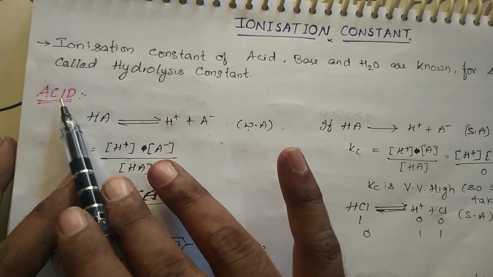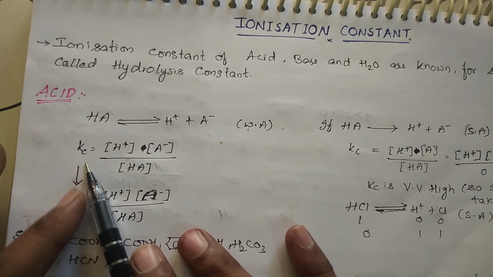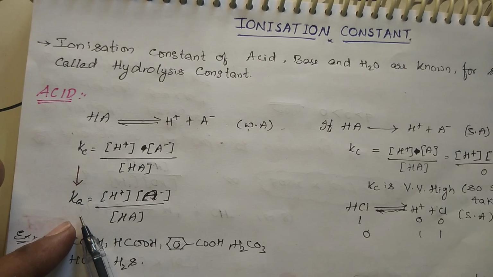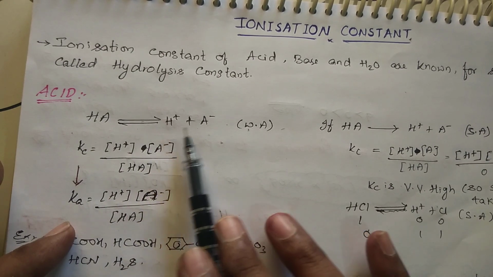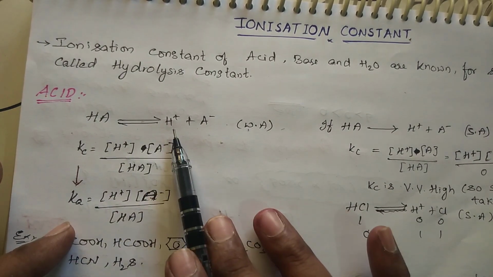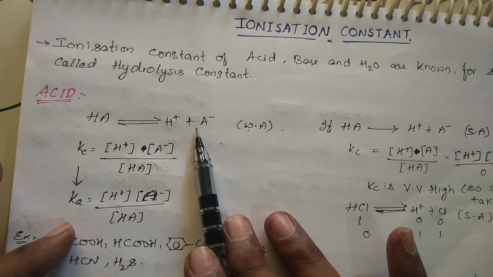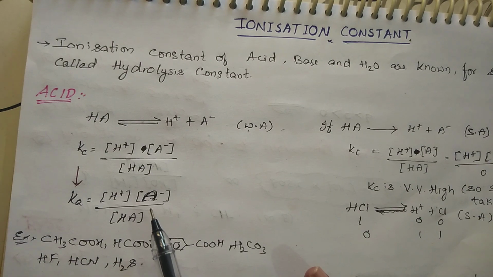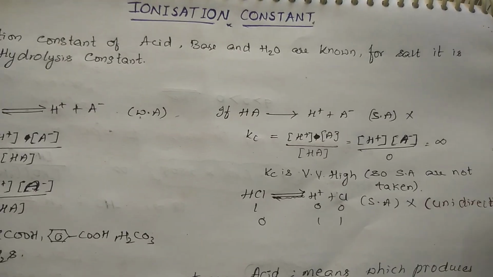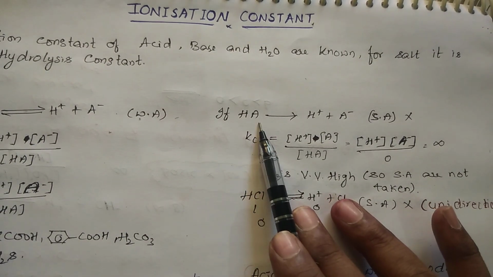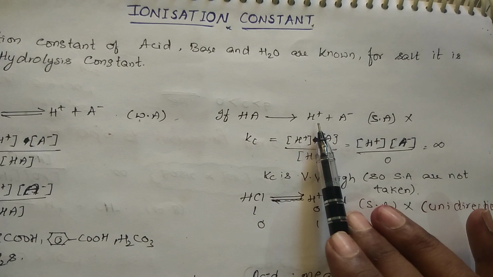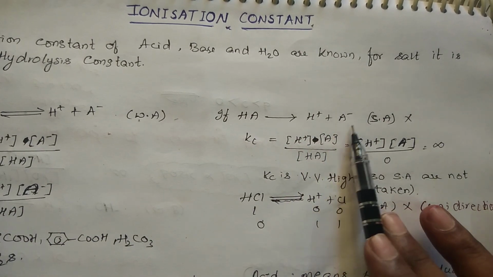As we are talking with respect to an acid, this equilibrium constant is called the acid ionization constant, because we are getting ions, right? Sometimes it is also called the acid dissociation constant, or the dissociation constant of an acid. Suppose you take a strong acid, suppose it is HA, and you assume that this is a strong acid, then what happens? HA gives rise to H plus and A minus.